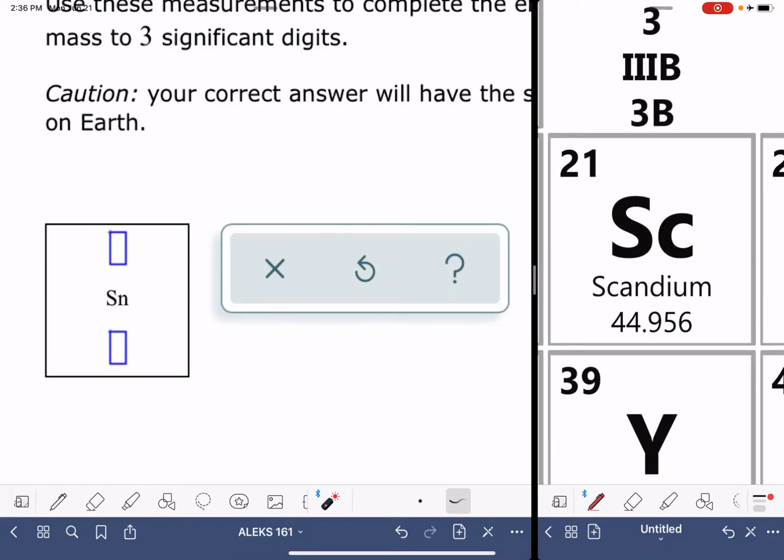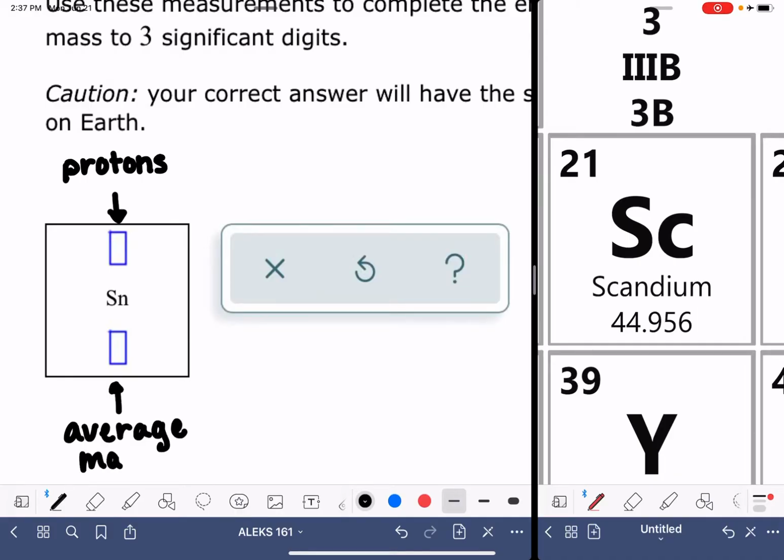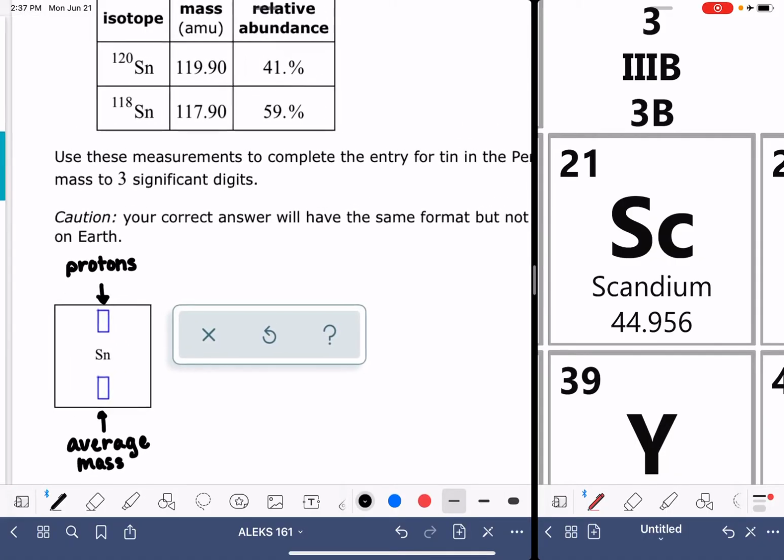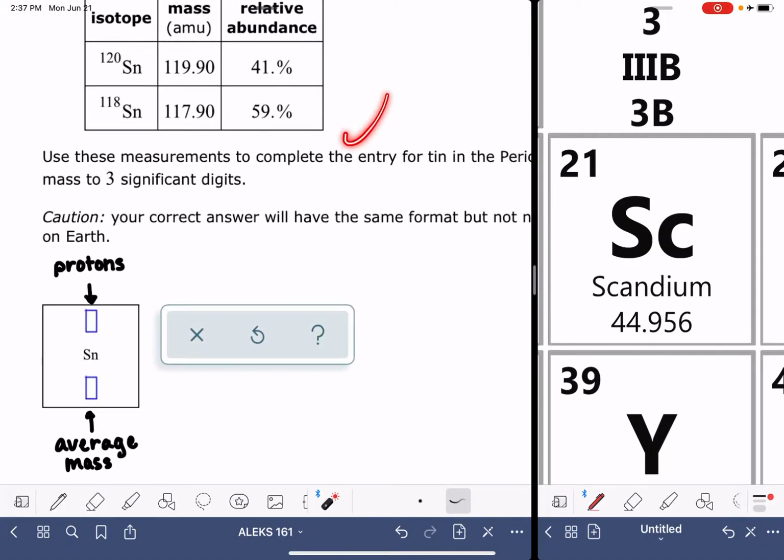Now, on a periodic table, in the top portion of the box, sometimes it's in the top corner, sometimes it's straight up in the top, this is where we write the atomic number for the element, which is going to be the number of protons. And then in the bottom portion of the box, whether it's directly underneath or sometimes it's off to the side, this number right here, this is the average mass of that particular element. The average mass is based on this data that's given to us in the data table in the problem.